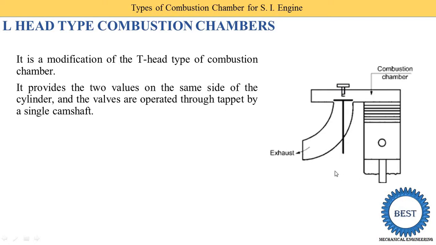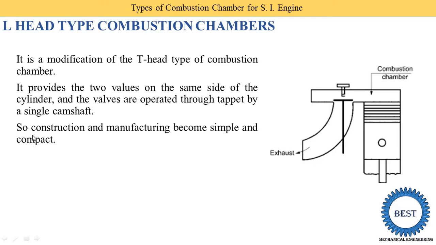So this is the front view. You cannot see the two valves, only one is visible. The inlet valve, and behind it another valve is provided, that is the exhaust valve. Next we understand through the top view, so you can easily understand how the valves are located, and the valves are operated through tappets by a single camshaft. So in this L type we require only one single camshaft. Construction and manufacturing become simple and compact. In the T type, the disadvantage is that two camshafts are required, so this disadvantage is avoided in the L type.